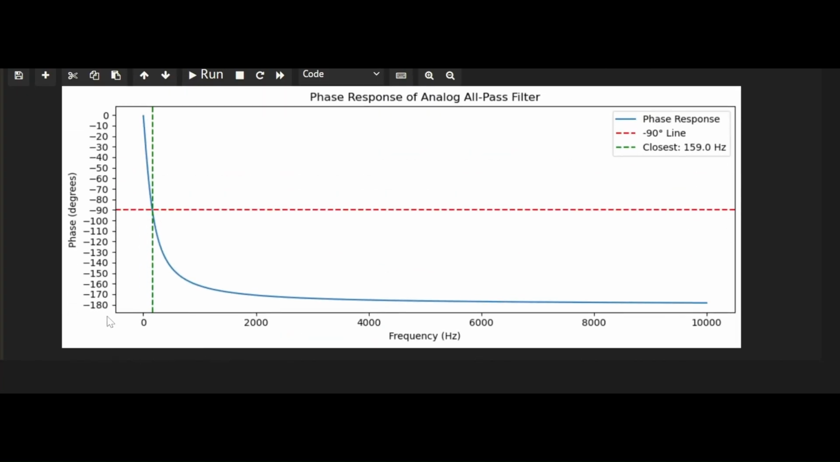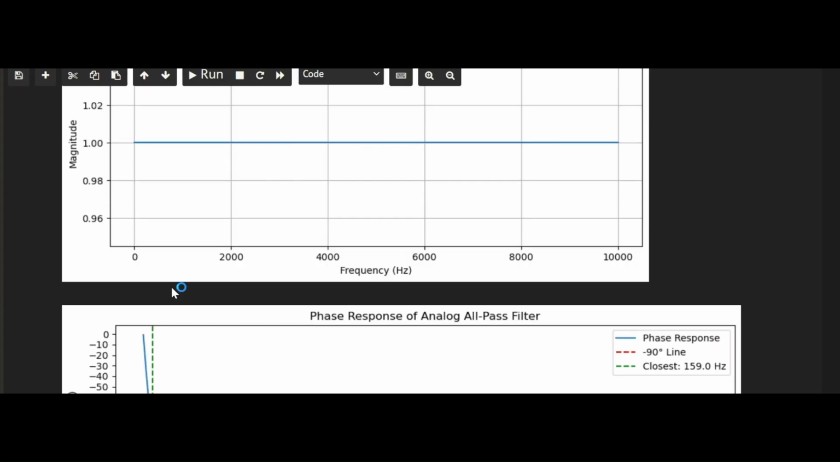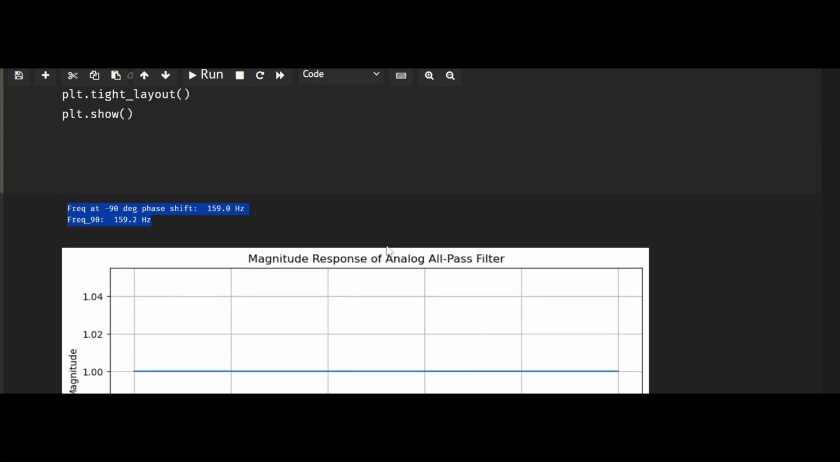So here is the phase. Again, we have the frequency axis on the x-axis and phases on the y-axis, and we see that the phase changes from 0 degree to minus 180 degree, converging asymptotically to minus 180. Then we have done some plotting to see where my phase becomes minus 90. It intersects the blue curve at this point, and the frequency there is 159 hertz, and this we also checked here.